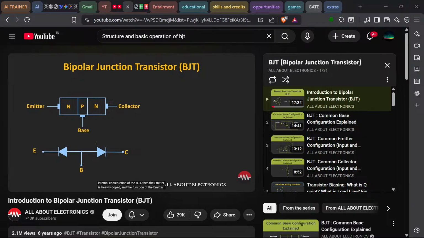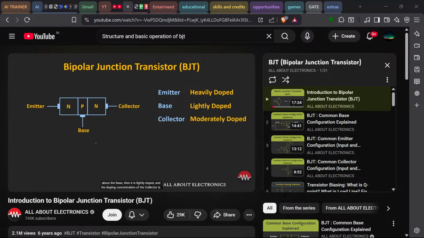Now if we talk about the internal construction of the BJT, then the emitter is heavily doped, and the function of the emitter is to supply the electrons. And in fact, that is why it is known as the emitter. Then the base is lightly doped, and the doping concentration of the collector is between the emitter and the base. That means the collector is moderately doped.